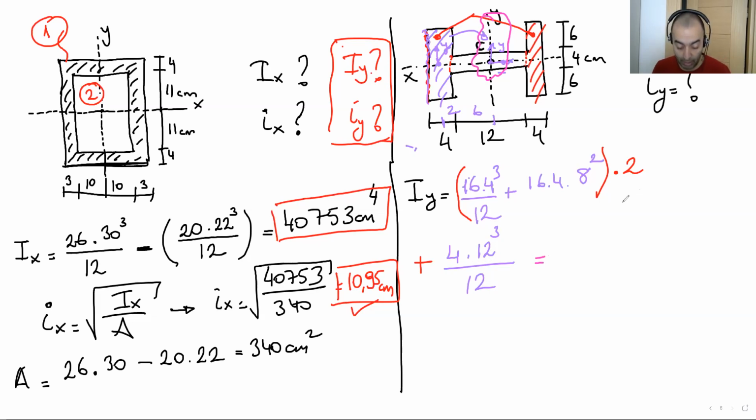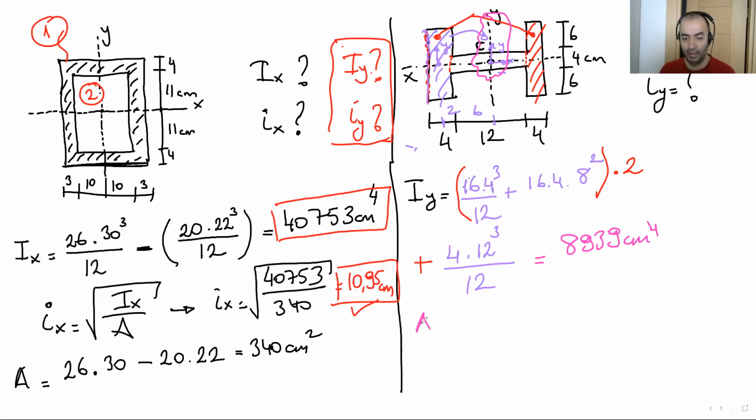That's it. So the result here is, now we have the IY. You can calculate IX by yourself. Okay, do it yourself, please. It's an example for you. It's extra training for you. Do it for IX.